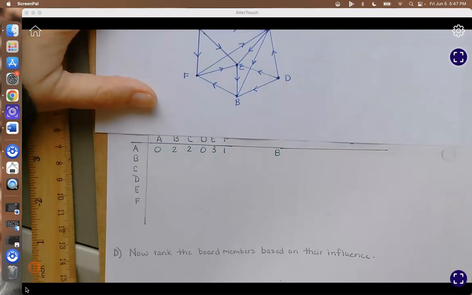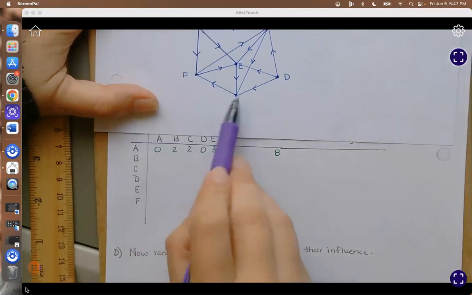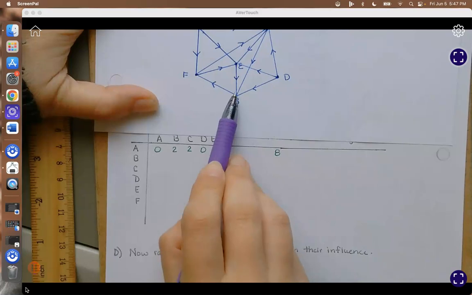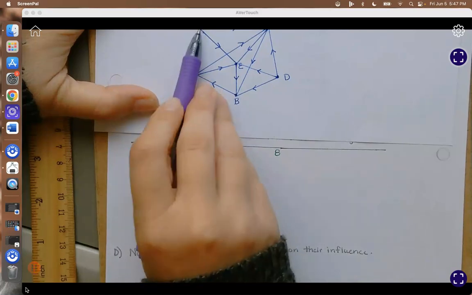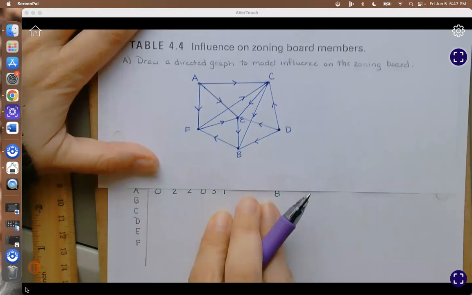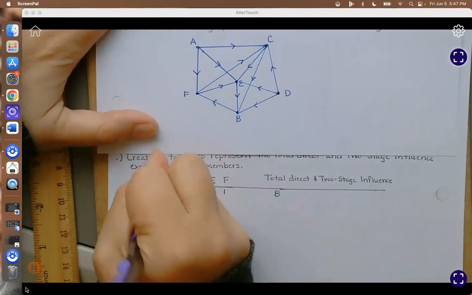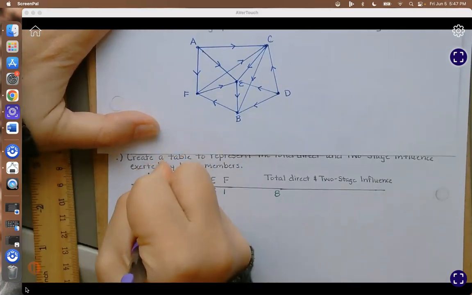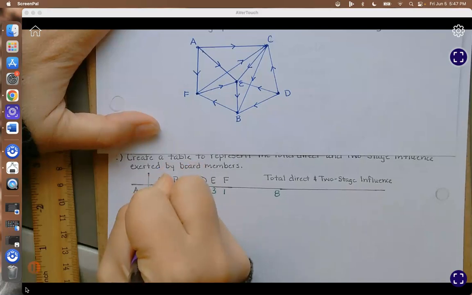Now, let's go from B to A. So can I get from B to A? Well, nothing can actually get to A because there's no roads into A. So we're going to put zeros.